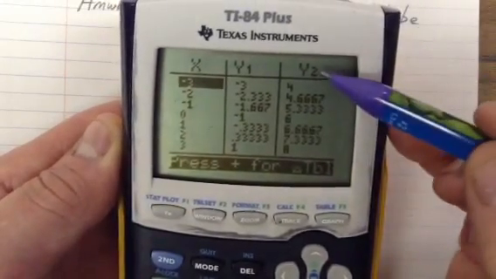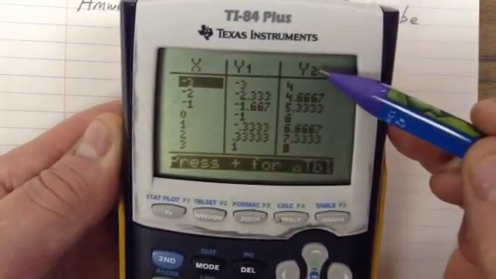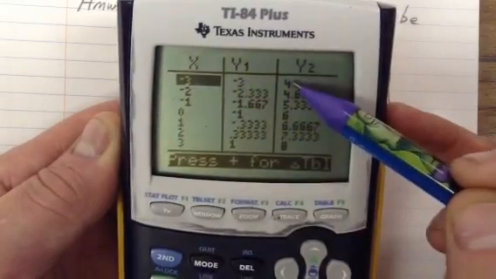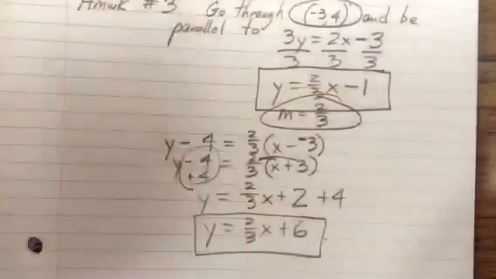And look at your second equation. Remember, y sub 2, that's your second equation. And check for this. Do I have negative 3, 4? Yes, I do. So my equation's right.